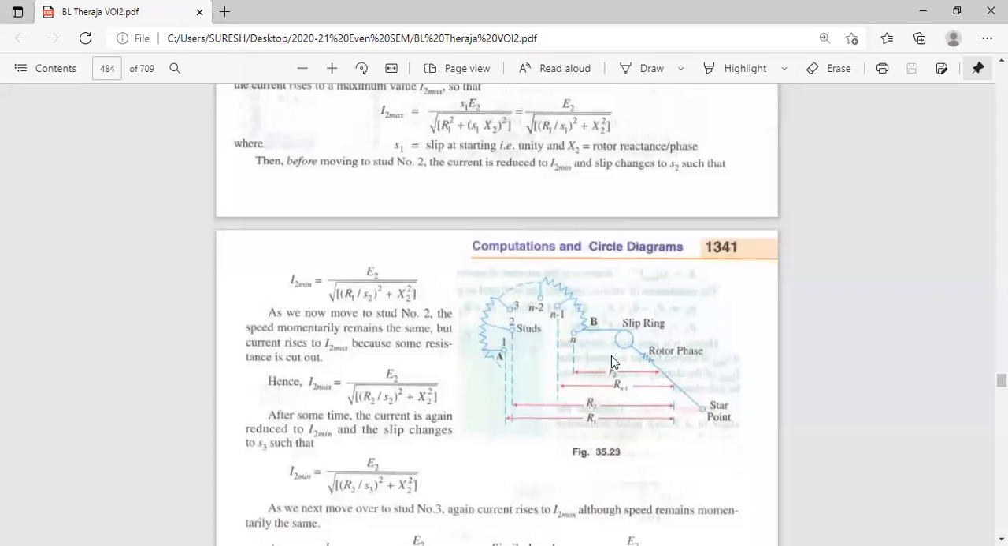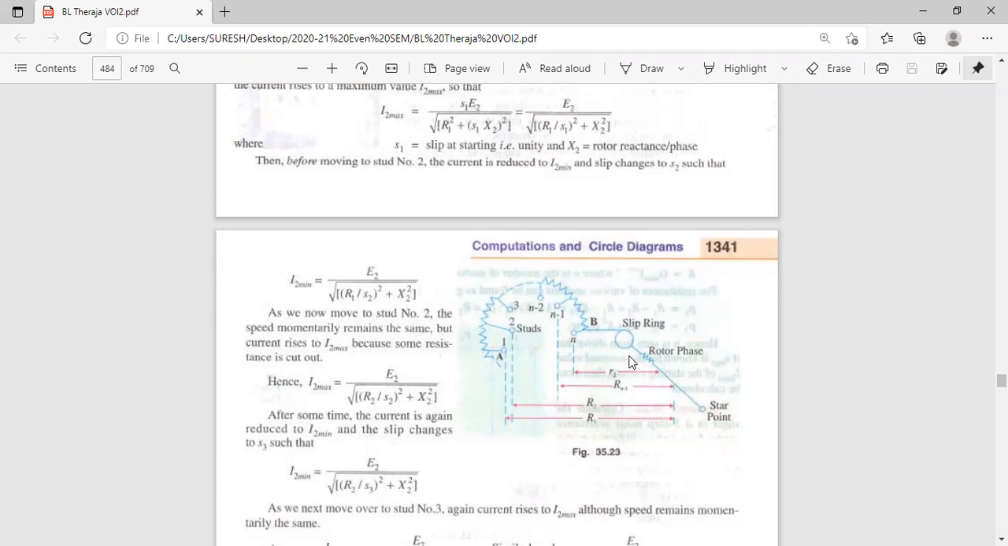Any doubt in this R1 and R2? What is small R2? The resistance of the rotor circuit only. Here it is the rotor resistance per phase, the resistance in between N and the rotor. Otherwise, R2 is the resistance of only the rotor. Remember this.